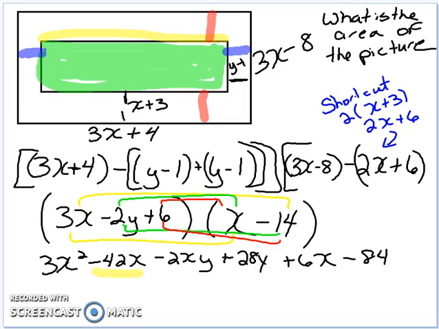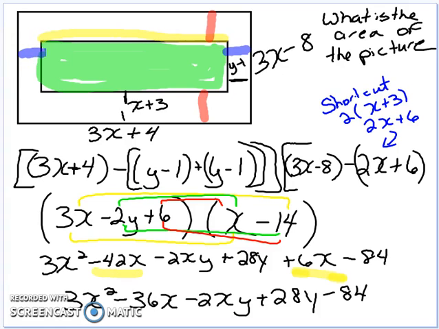I look around, I've got a couple of like terms. I've got negative 42x and 6x. I combine those like terms, and I have a final answer of 3x squared minus 36x minus 2xy plus 28y minus 84. That's it in a nutshell.